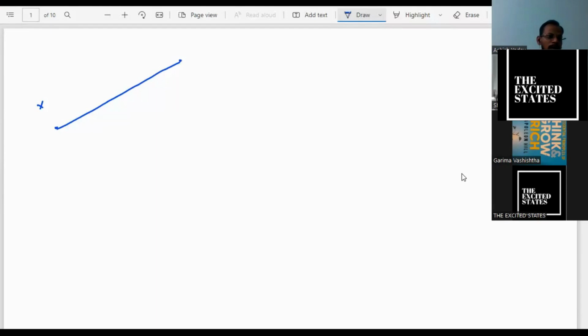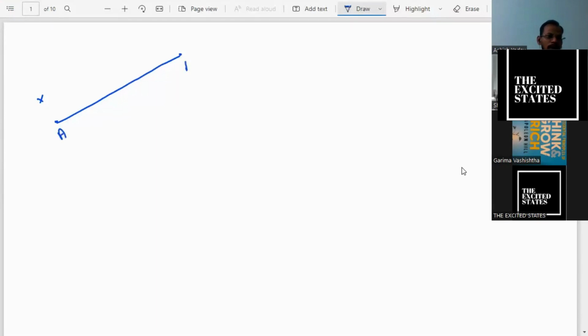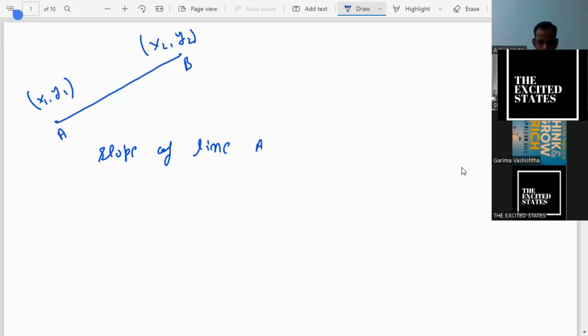So let's suppose this is point A, this is point B, and the coordinates of this point are x1 comma y1, and this point is x2 comma y2. So the slope of line AB will be equal to y2 minus y1 over x2 minus x1. So this is simply the slope of line AB.